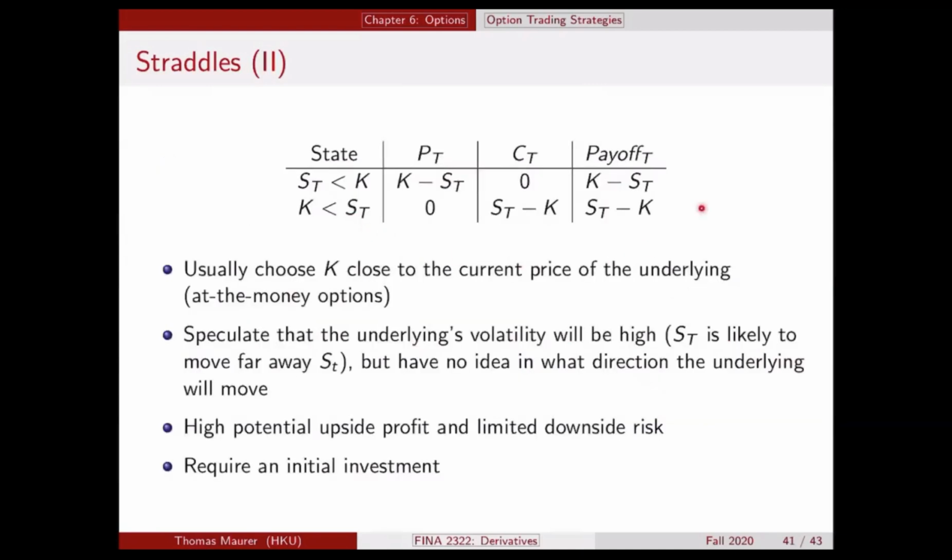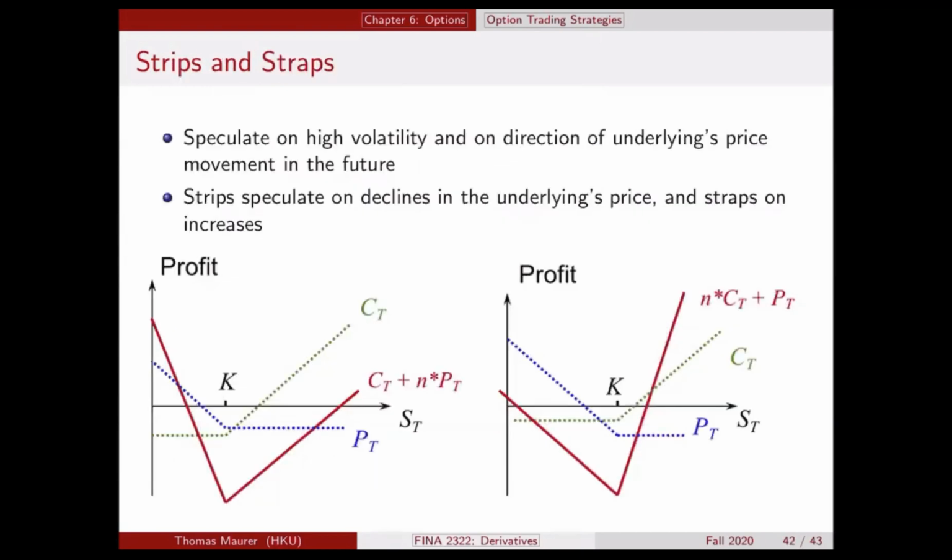On slide 41, I'm going to summarize exactly the same as what we have seen in the previous slide in the figure. I just write these payoffs in a table. Strips and straps are similar to a straddle as they are a speculation that the price of the underlying will move a lot. But here you actually have some expectation whether the price of the underlying decreases or increases. For strips, you take more than one position in put options. So let's say you buy n put options and you only buy one unit of the call option.